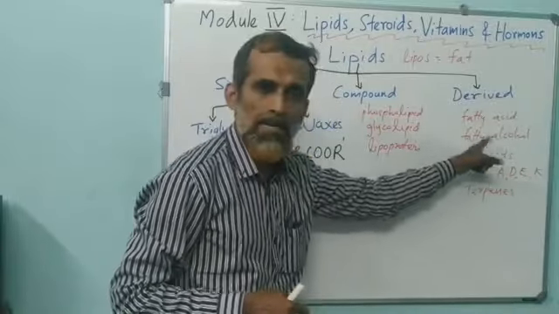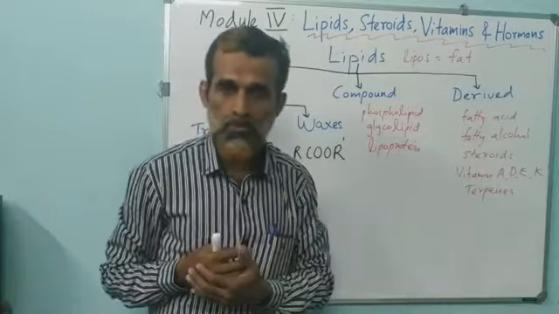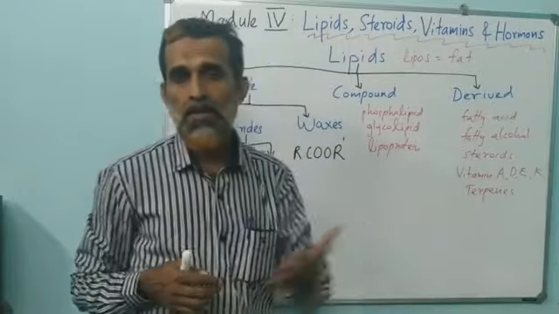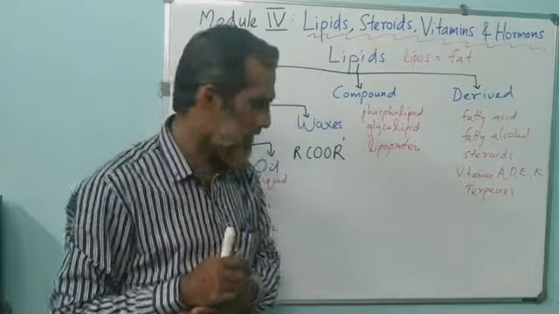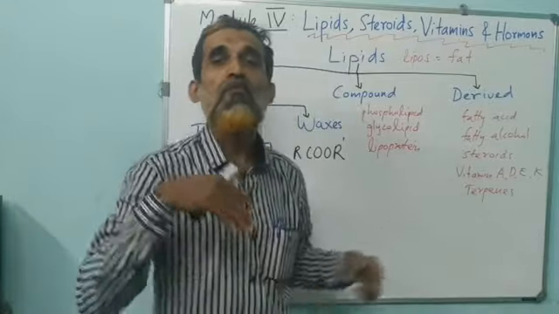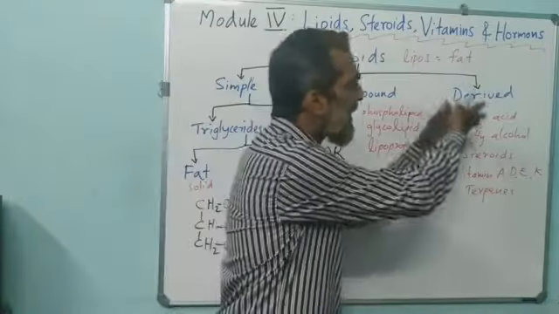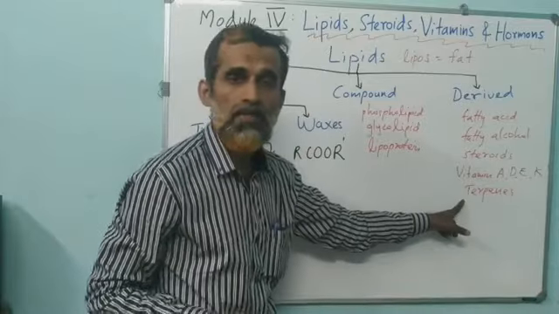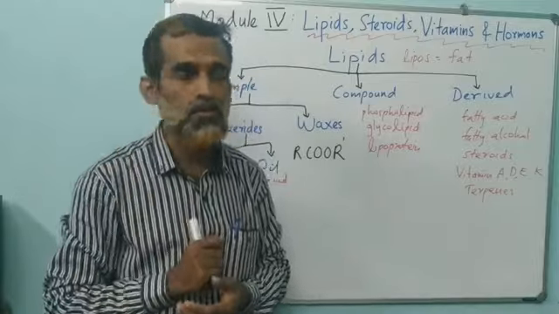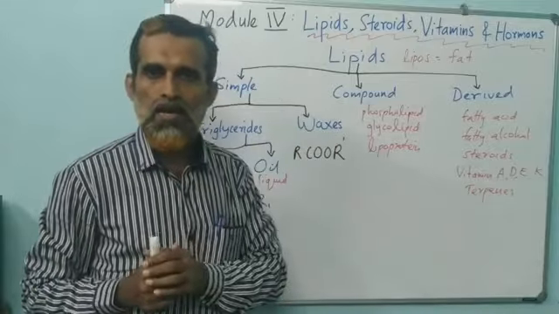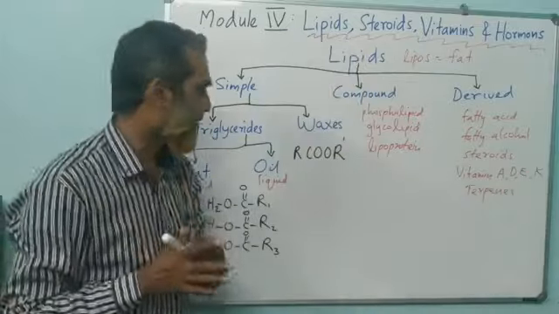It also includes, in addition to this, steroids, which is a different class of compounds like cholesterol, for example. And there are so many sex hormones which also have the basic structure of cholesterol. Then some vitamins which are fat soluble like vitamin A, D, E, K. These are also included under lipids. And also another class of compounds obtained from plants called essential oils like eucalyptus oil, lemongrass oil, etc., which are generally called terpenes. All these come under derived lipids.